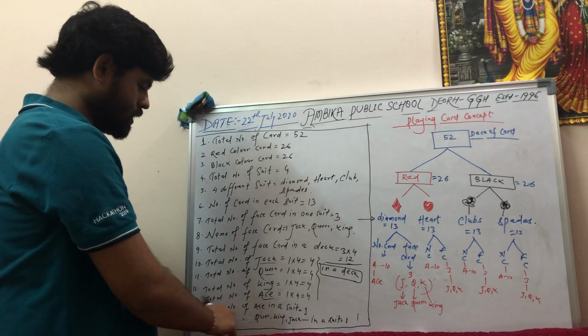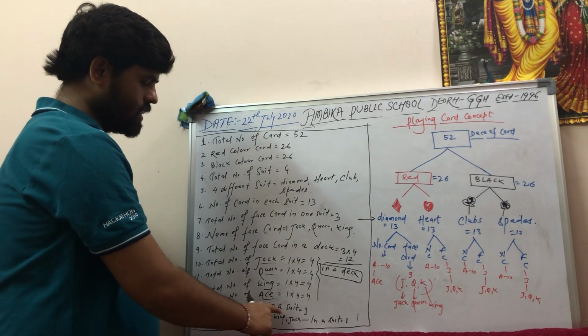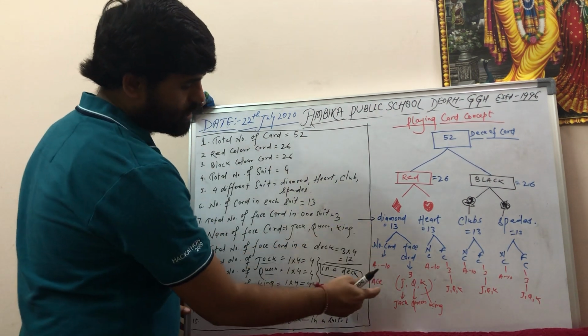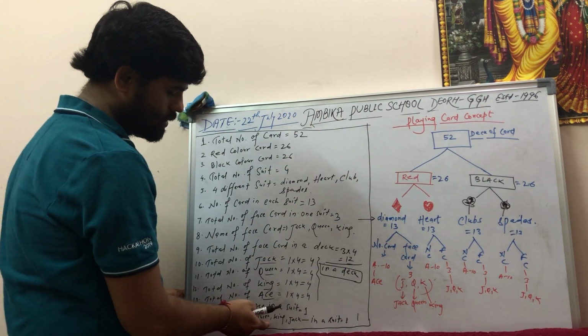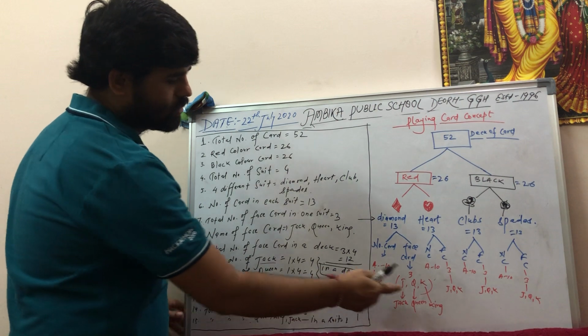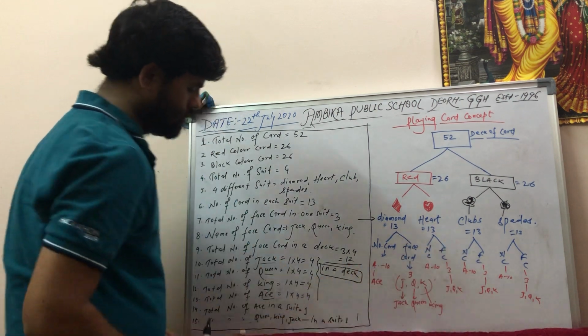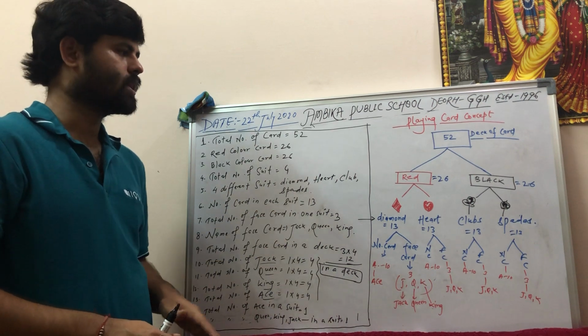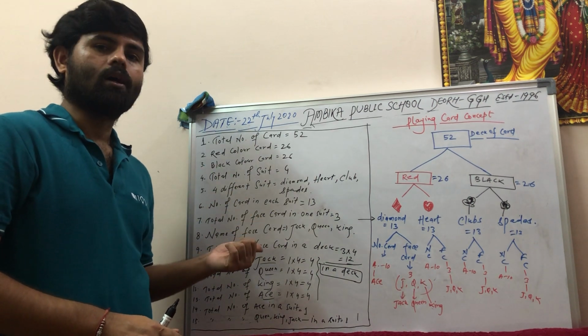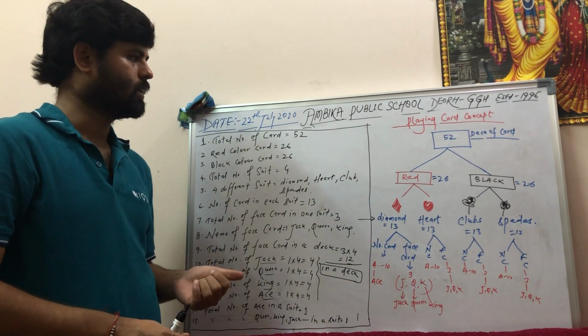If you talk from the suite perspective, total number of ace in a suite equals 1. In a suite, total number of king, queen is equal to 1, 1, 1. Okay, this is the whole concept. So you just write it down. Next class, I will take questions. Okay, thank you so much.